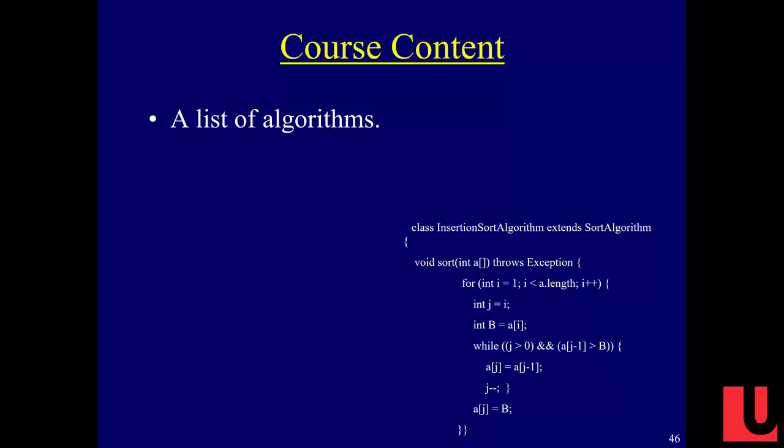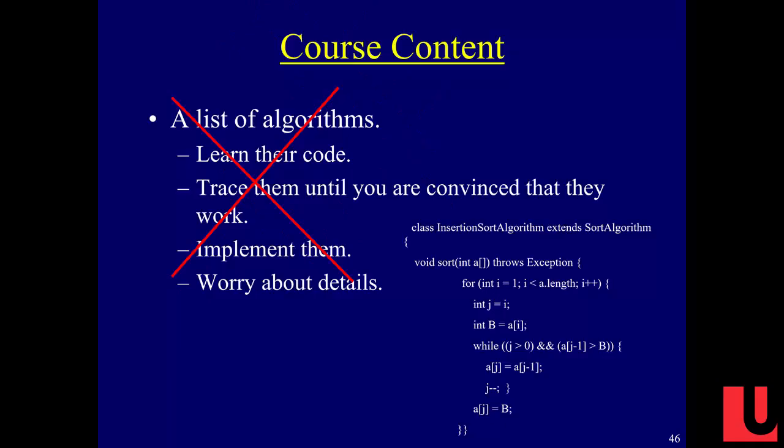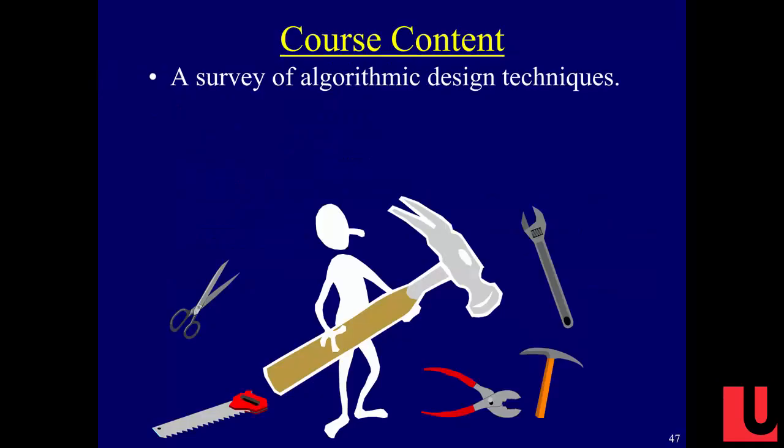So what we could do in a course is go through so many algorithms. We can learn their code. We can trace through them. We can implement them. We can worry about all their details, right? Everybody ready for this? No, we're not doing any of that. It's not happening, right? Wrong course, all right?